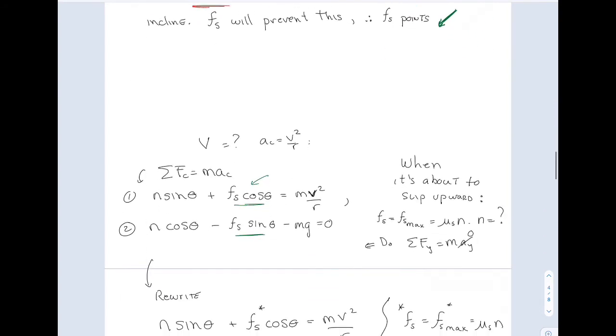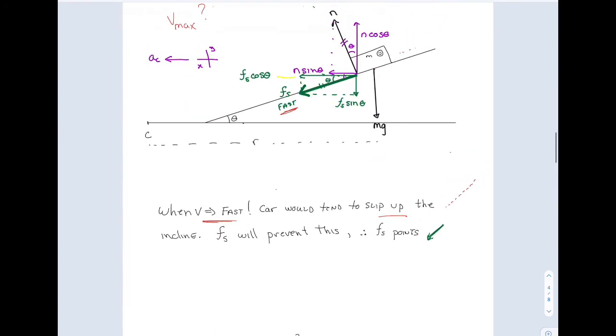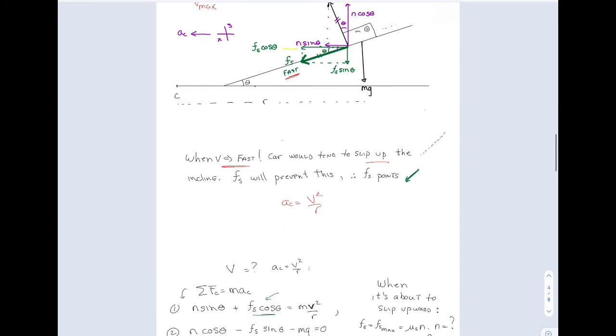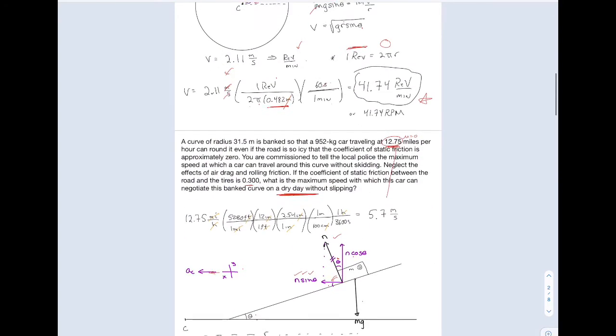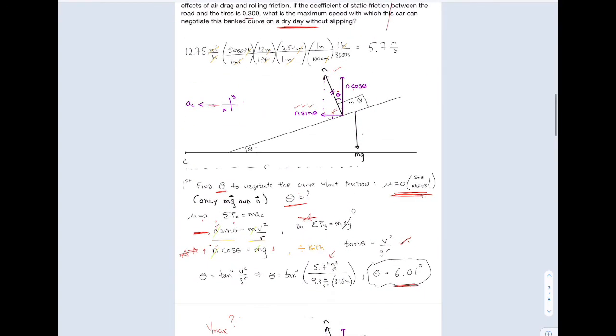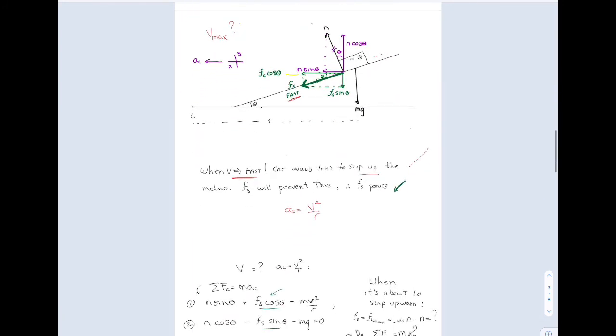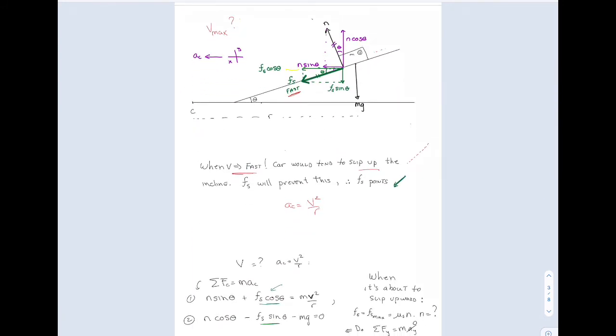So I'm trying to find v. Remember the v is wrapped up into this, so it's a Newton's second law problem. I'm doing net force centripetal equals ma centripetal. So I look at my picture. The coordinate system's the same, everything is the same except now in this picture I added static friction. The acceleration's the same.